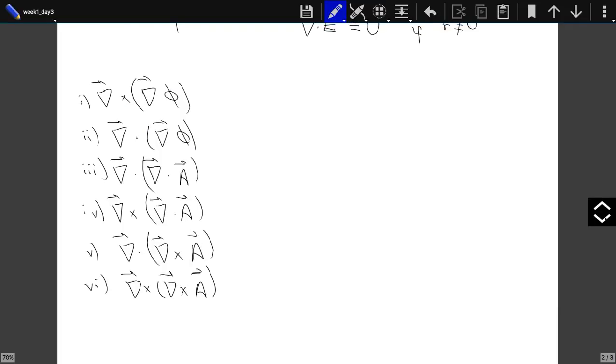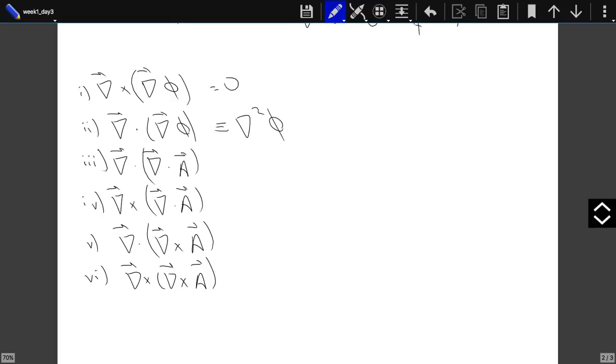Well, let's continue. So we already proved that this is 0. This we defined as the Laplacian of our function phi. Well, let's look at this divergence of divergence. Well, sorry, this doesn't make any sense. It is the gradient of a divergence, because the divergence of a function is just a scalar number. We cannot take the divergence of a scalar number. It's the gradient of a scalar function field.